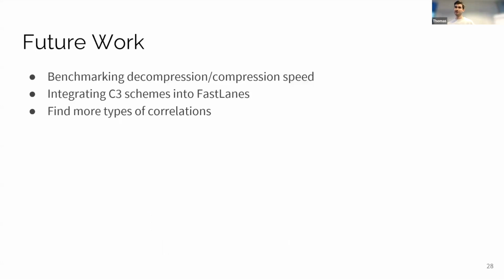Future work in this direction includes benchmarking the decompression and compression speeds of using our C3 schemes and framework, since this project was mainly focused on finding the best ways of improving compression ratios. It also includes integrating our C3 schemes into CWI's FastLanes file format, and then, of course, finding and exploiting more types of correlations which can be found in other real-world datasets.